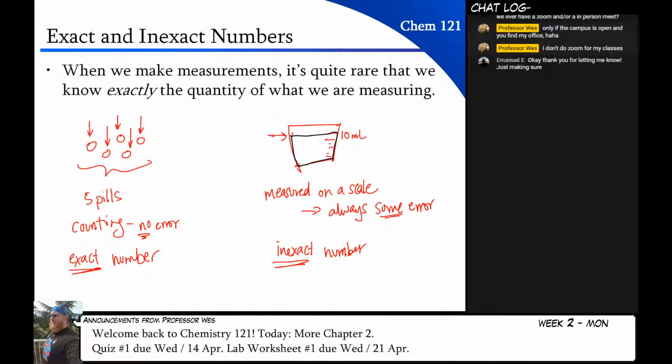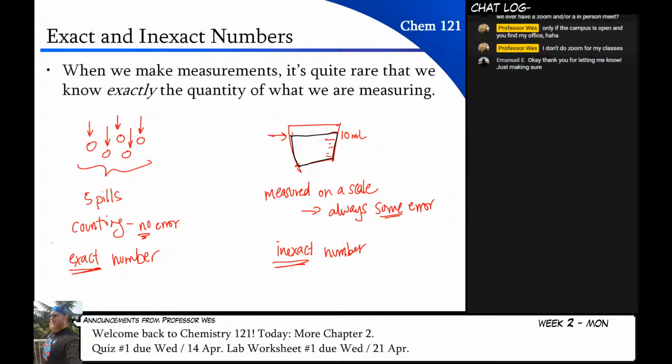Okay, so these are the two types of numbers that we're going to be working with. If you're just counting something, you can be exact because you're not going to be off by 0.1 or something from counting. But if you're measuring something, you are always going to be off by some amount. You can never get it exactly right. So we're going to differentiate between those two, exact and inexact.